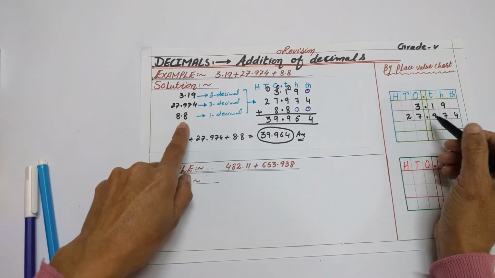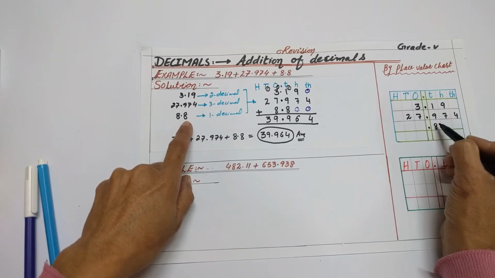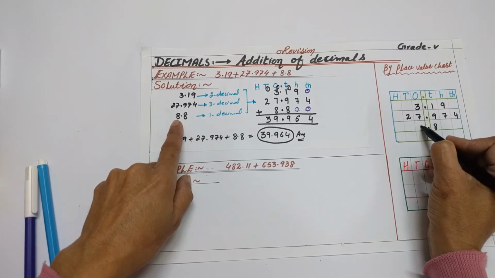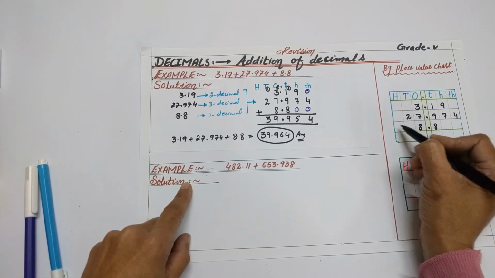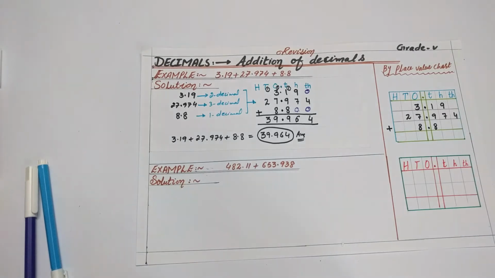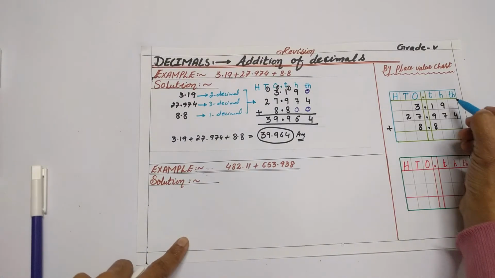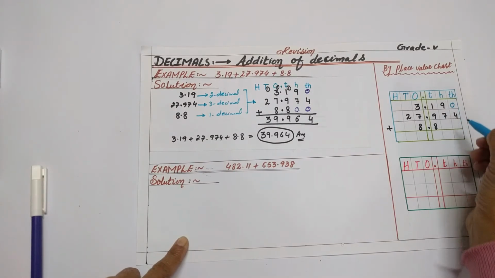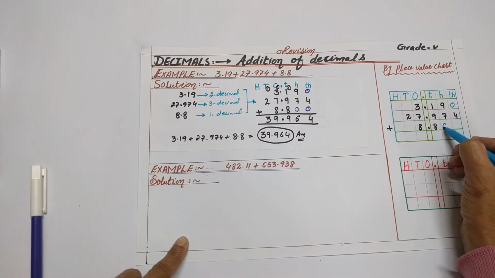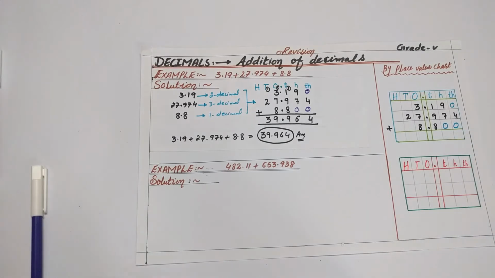Third number is 8.8. Decimal. First digit is 8 on the right side and on the left side we have 8. Along with the third number we will put the addition sign. Now here you can easily find out the blank places. Thousandths have no value, so we will put 0. In this third number we don't have the hundredths value, and here we don't have the thousandths value. So we will convert the unlike decimals into like decimals by putting 0.